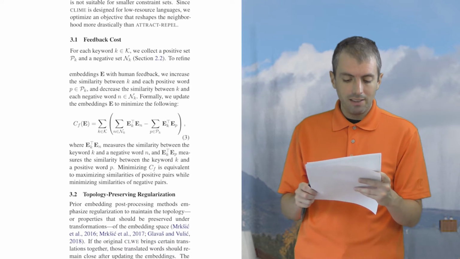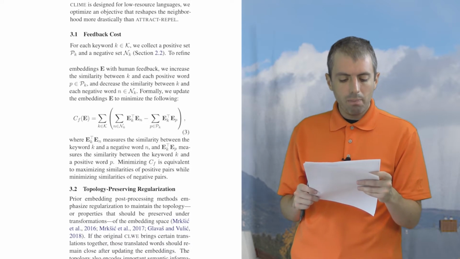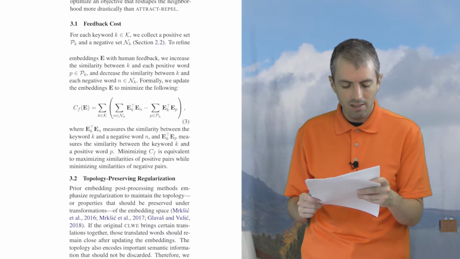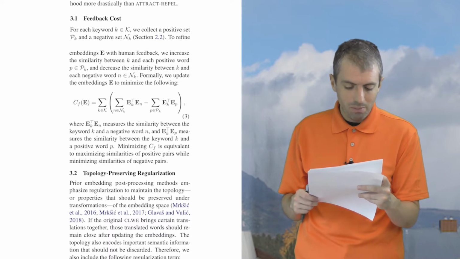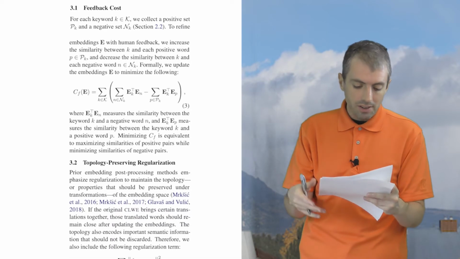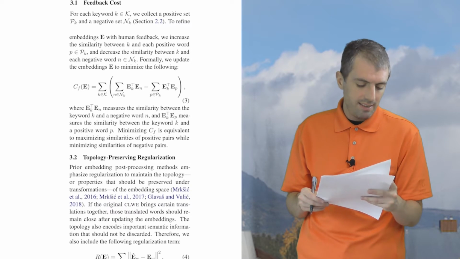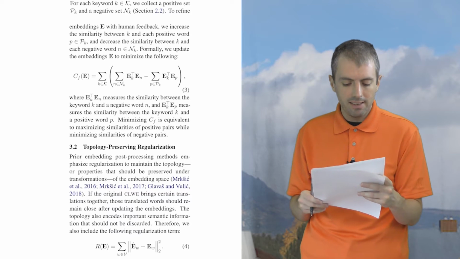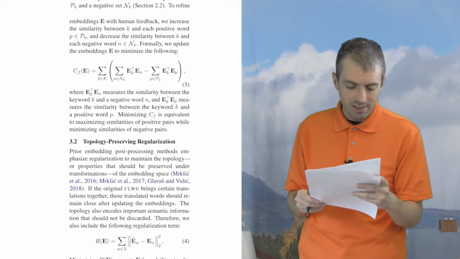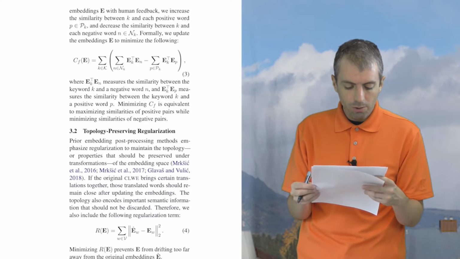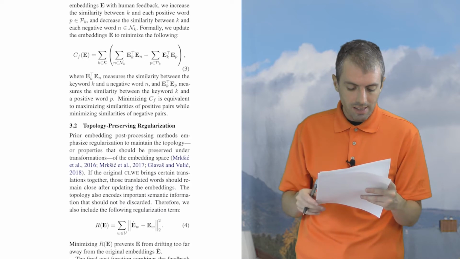Topology preserving regularization. Prior embedding post-processing methods emphasize regularization to maintain the topology, or properties that should be preserved under transformations, of the embedding space. If the original CLWE brings certain translations together, those translated words should remain close after updating the embeddings. The topology also encodes important semantic information that should not be discarded. Therefore, we also include the following regularization term.